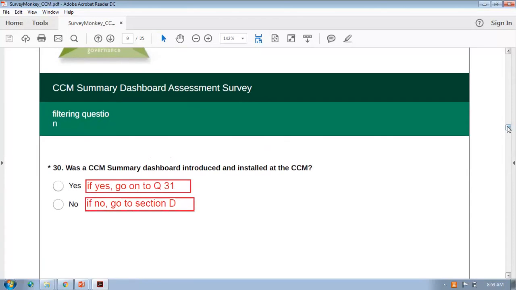Now, most of you will know ahead of time whether or not the CCM summary is there. So when you're preparing ahead of time, please use this filtering question for yourself and get ready to just confirm what you think is the situation. So if you know that they don't have the CCM summary, you might want to fold the pages so that you can go directly to section D, for example.